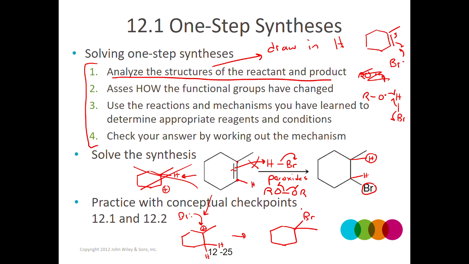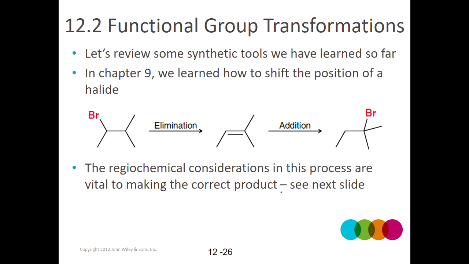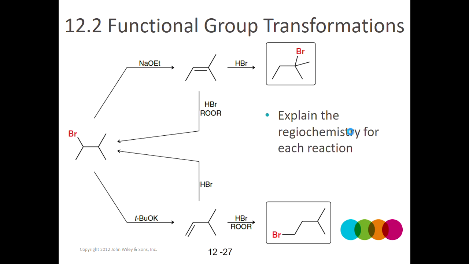And so the more you have a decent understanding of the mechanisms, the more it can help you decide what reagents to use beyond just memorizing what different sets of reagents will do. If you recall from last semester, we talked about how to shift a halide from one carbon to the next, and that was a two-step process. You eliminate the halide controlling where the pi bond goes, and then you add the halogen back across controlling the regiochemical outcome again.